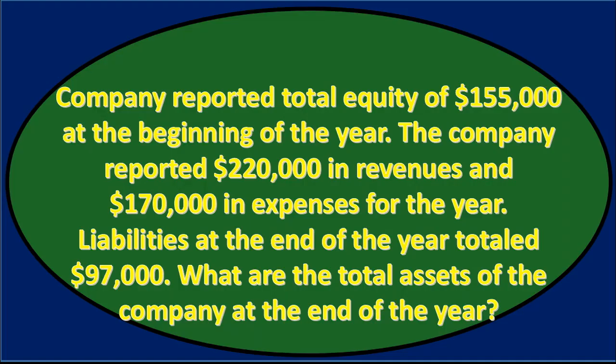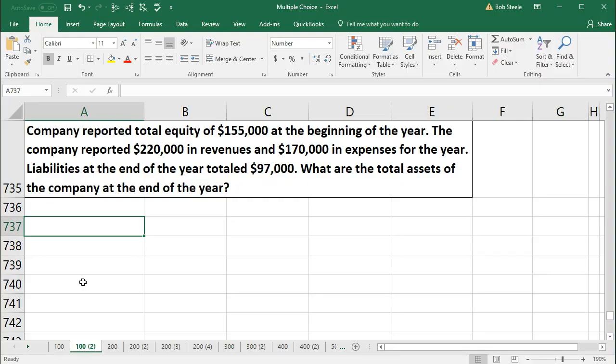Next question. A company reported total equity of $155,000 at the beginning of the year. The company reported $220,000 in revenues and $170,000 in expenses for the year. Liabilities at the end of the year totaled $97,000. What are the total assets of the company at the end of the year? This problem is combining two different components, where we first have to calculate equity and then use equity to compute our accounting equation in order to find the total assets.